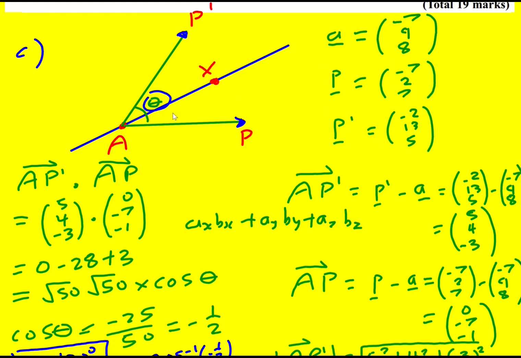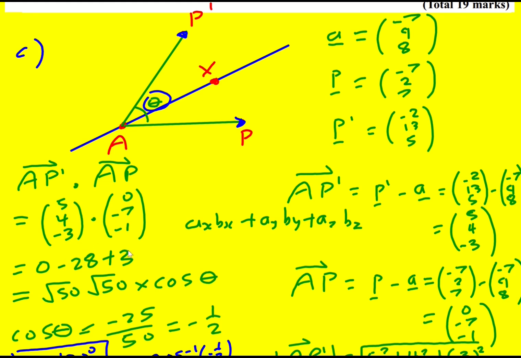And what we can do is apply the dot product to AP dash and AP. So I worked out both of these. Here's AP dash. I'm highlighting. I do P dash minus A, and then AP is P minus A. So I've got these two vectors. Let's apply the dot product. To apply the dot product, you multiply the X components, then you add the multiplication of the Y components, and then you add the multiplication of the Z components. So 0 minus 28 plus 3 gives the dot product.